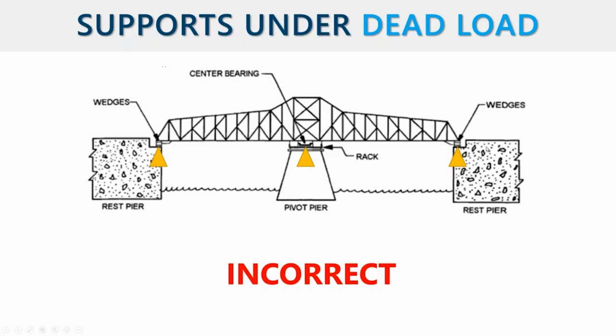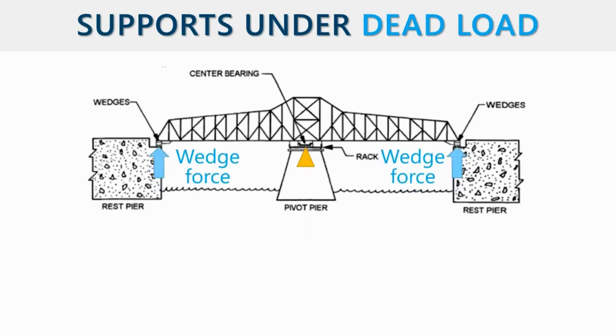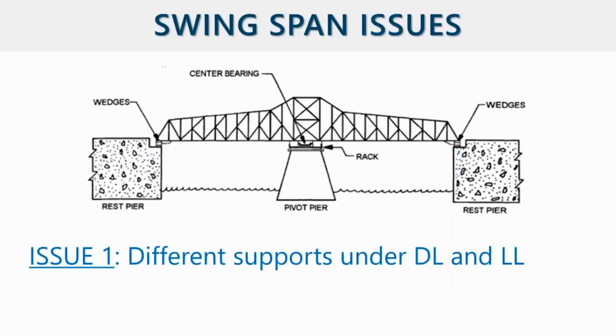If you just model this as a two span continuous from the beginning and you look at the dead load, it's going to be totally different. So the correct way is, when you consider dead load, just put one support in the middle, plus add two wedge forces at the end. One support plus two wedge forces. It's not three supports. This is the correct way to load rate the swing bridge. I'll show the difference later.